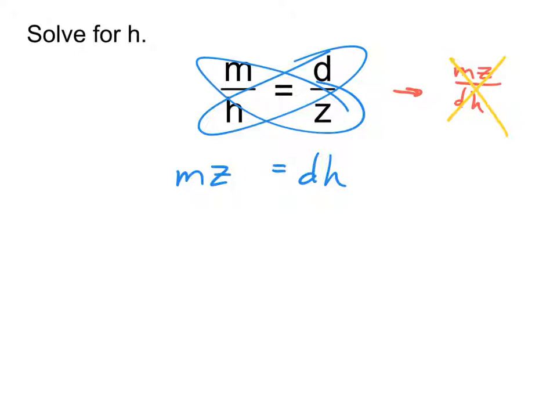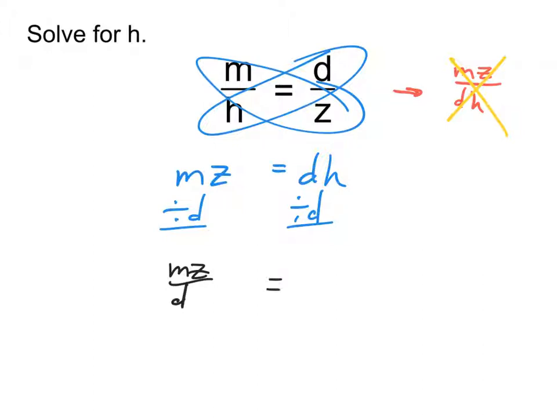All right, so now let's go ahead and finish this thing out. I have mz equals dh. I still want to get the h by itself, so I'm going to divide both sides by d, divide by d, divide by d, and we end up with the final answer of mz over d equals h.